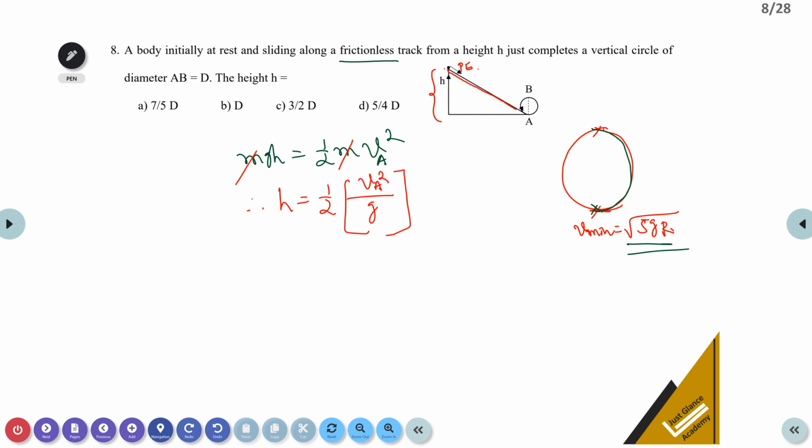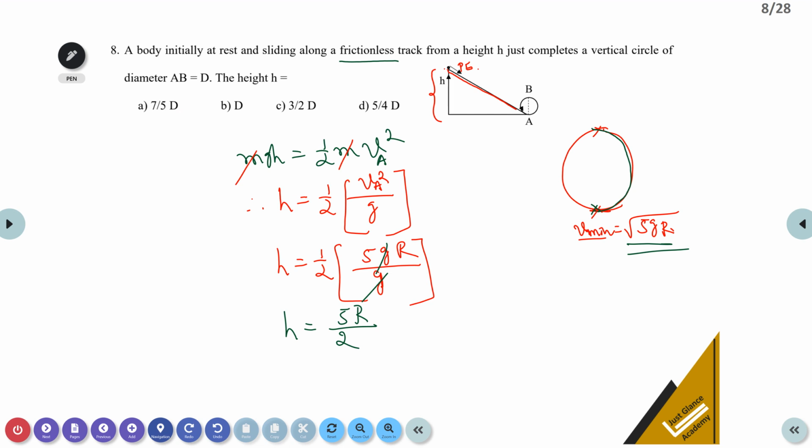Okay. Here at this point the minimum velocity is there, no? V minimum equal to square root of 5gr. Square it. Then h equal to 1 by 2 into 5gr divided by g. The g cancels. Then h equal to 5r divided by 2. But in this case all answers are in diameter, all are in diameter.